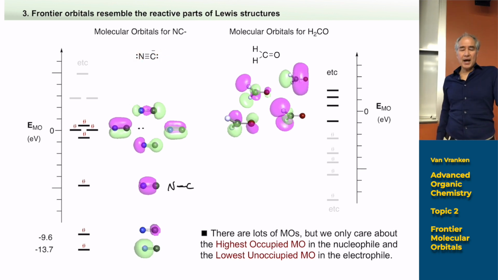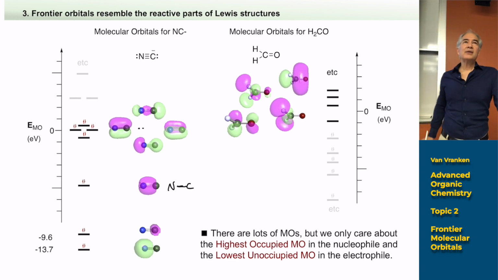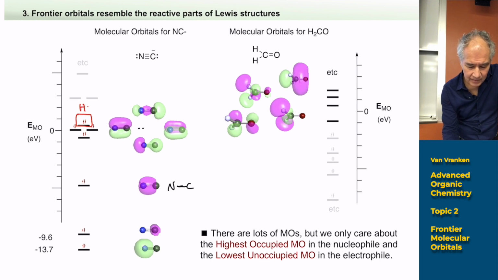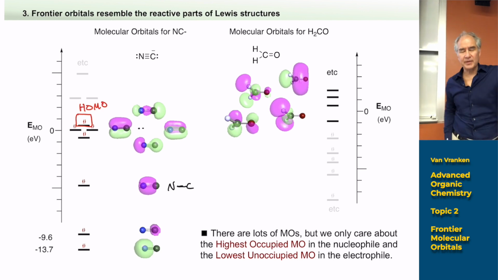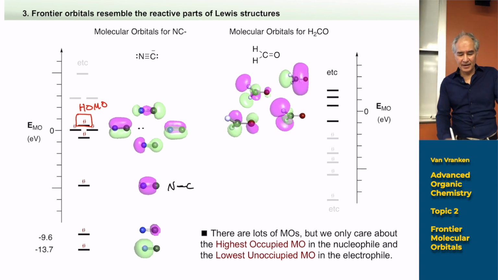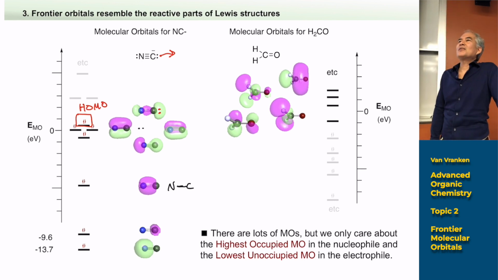Now, when you draw arrow pushing, the only thing you care about is which pair of electrons is highest in energy. I've only drawn the orbitals for the filled orbitals, and the only one that's highest in energy is the one right here. That orbital right there we call the HOMO, the highest occupied molecular orbital. That's the only one that matters. And it looks like a lone pair that is centered on the carbon. So it makes good sense, if you were to do arrow pushing, to start your arrow from the lone pair that's on the carbon atom.